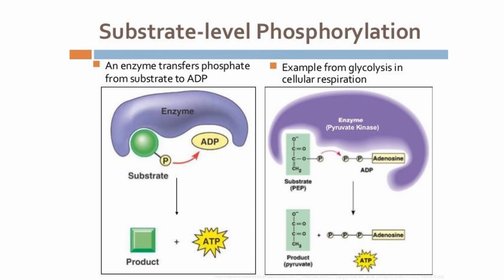Here is the mechanism of substrate level phosphorylation. Earlier I told you the case of PEP. This is how it is taking place. I told you in the previous slide that there is one more phosphorylation, that is photophosphorylation taking place during photosynthesis. Can you tell me the name of the organelle in which it is taking place?